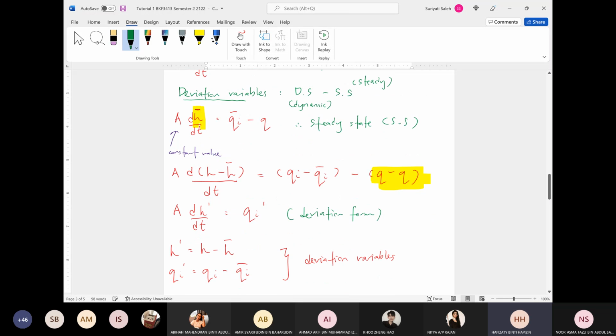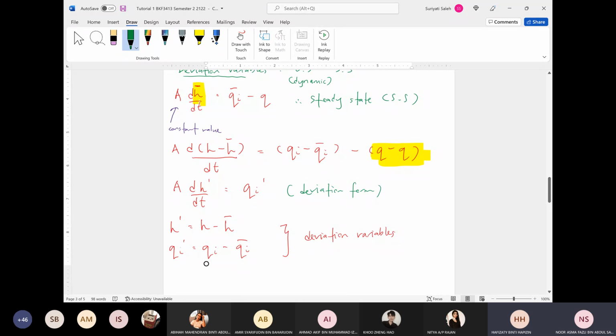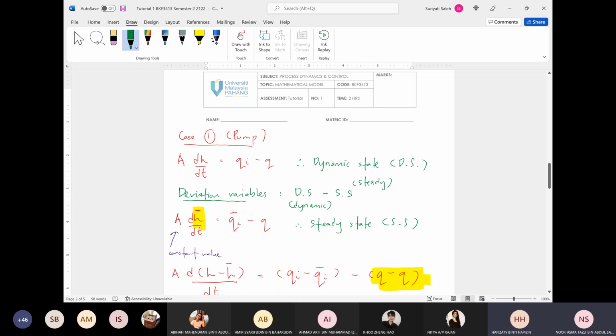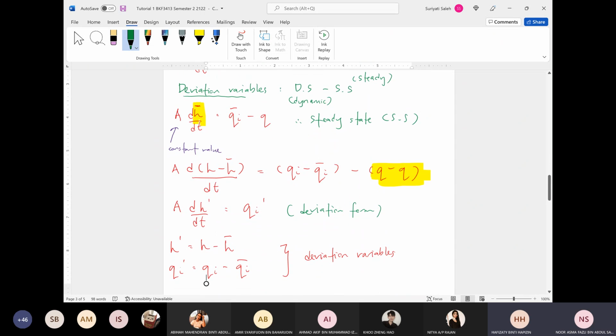Alright. So, based on this, we can see that the equation is going to be changed. Normally, based on the overall mass balance, what you get is, okay, it's normal: A dH dt equal to Qi minus Q. But when we use the pump, according to the deviation variable, the Q will remain constant. So that leaves us A dH prime dt equal to Qi prime. So this is the mass balance in the deviation form.